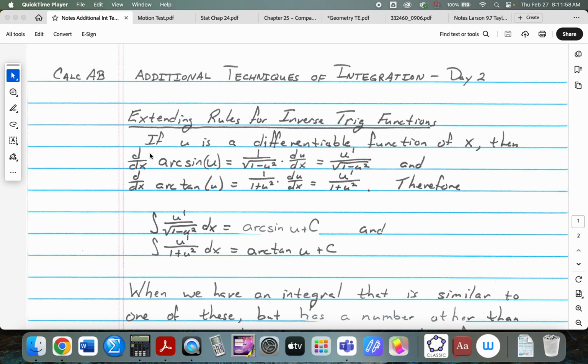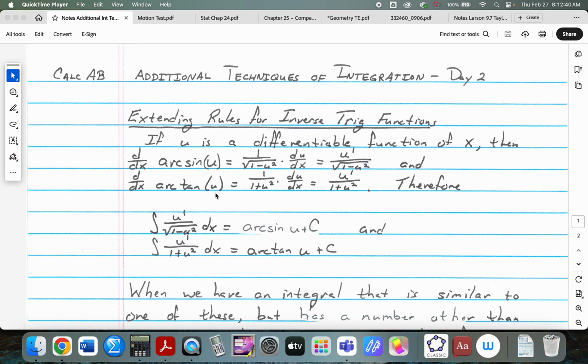So remember that if u is a differentiable function of x, then the derivative with respect to x of the arc sine of u is 1 over the square root of 1 minus u squared times du/dx because of the chain rule, right? u is a function, it's not just a variable. So we could rewrite that as u prime over the square root of 1 minus u squared, as long as what's in the numerator is the derivative of this part that's being squared in the denominator. We can just go straight to arc sine of u.